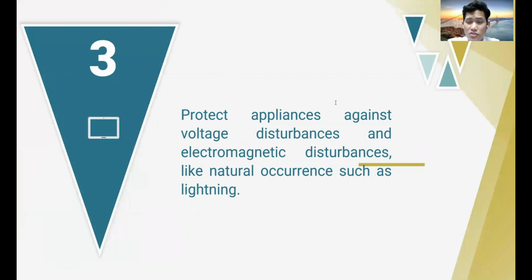The third importance of EMC regulation in commercial buildings is to protect appliances against voltage disturbance and electromagnetic disturbance, like natural occurrences such as lightning. Stray currents are inevitably propagated in an earthing network. It is impossible to eliminate all the sources of disturbance for a site. Earth loops are also inevitable.